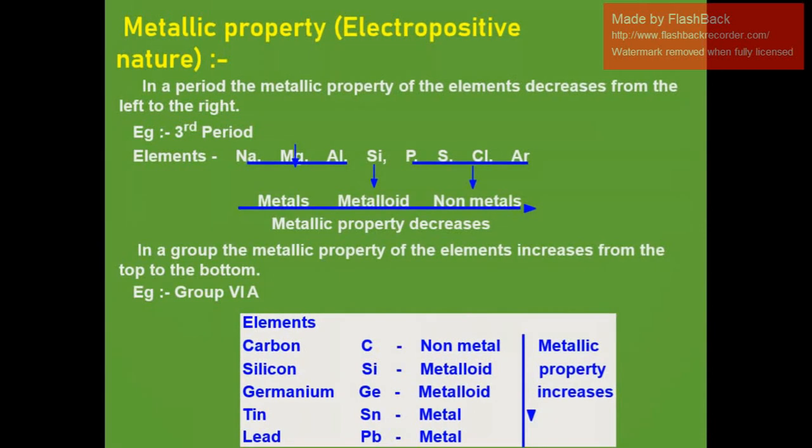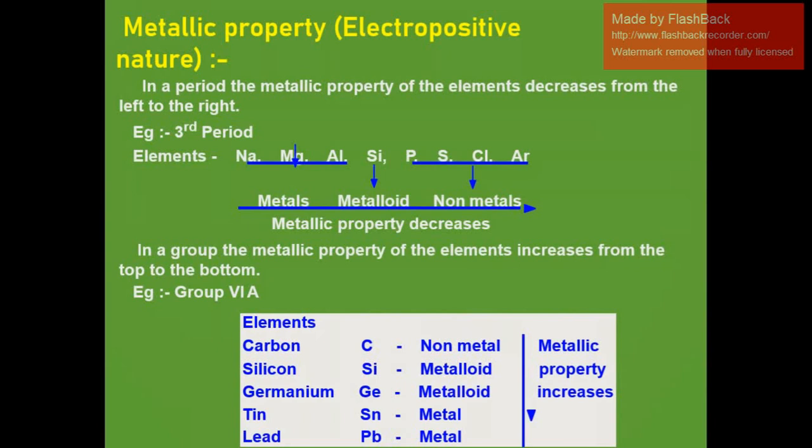Generally, metals possess 1, 2 or 3 electrons in their respective valence shell, and thus they have strong tendency to lose these electrons to form positive ion. Therefore, metals are also called electropositive element, and the metallic character is also called electropositive character. Let us see the variation in a period.